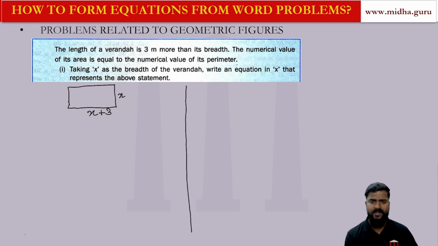Excuse me. The second part of the statement is a bit more complex. It says the numerical value of its area is equal to the numerical value.